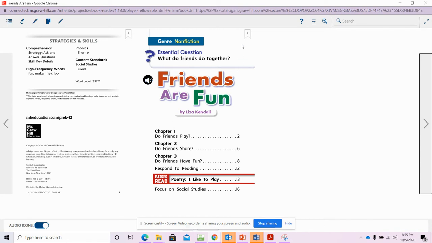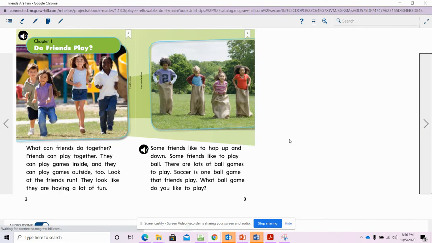And then our guiding question is, what do friends do together? So pay attention to that question when we look for our details. Our details should probably answer this question. What do friends do together? So look for details that answer this question. Okay, here we go. What do friends do together?